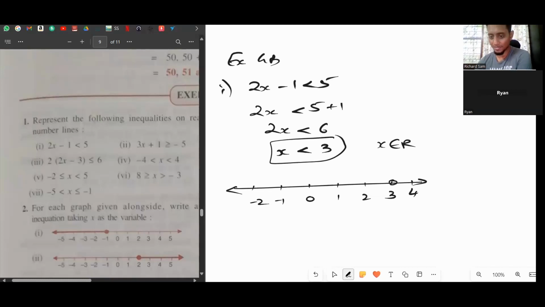Now x is less than 3. That means from 3, everything to the left. So just make this line dark all the way till the left, till minus infinity. So it goes. All right. Okay, so now you all do these questions from 1.